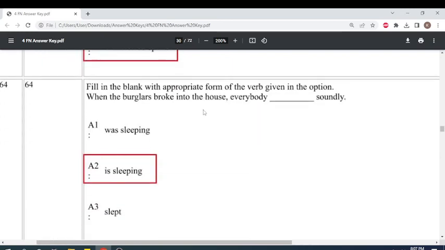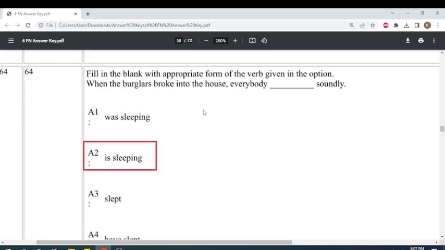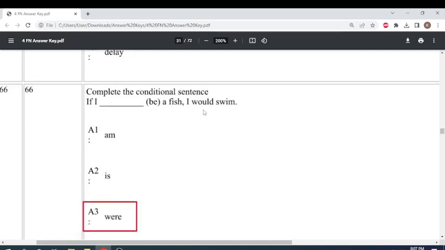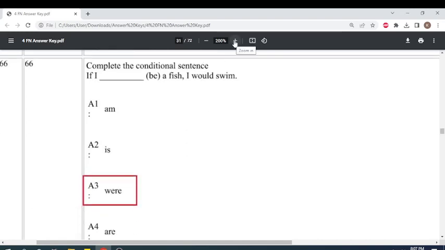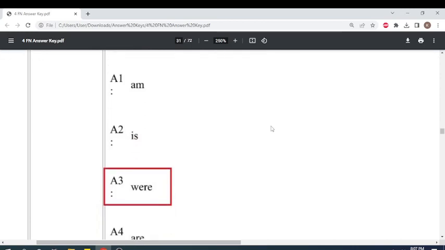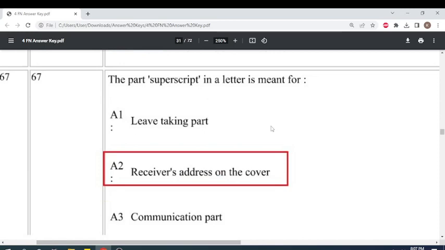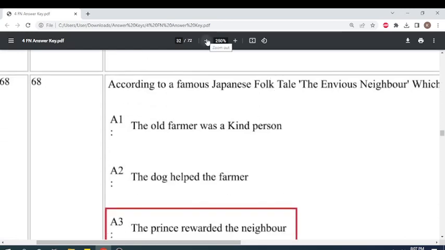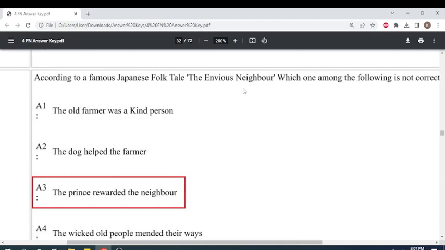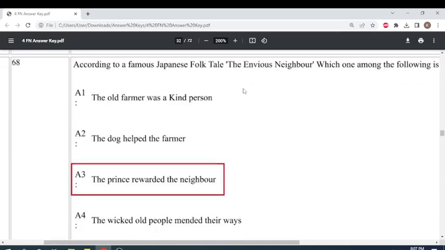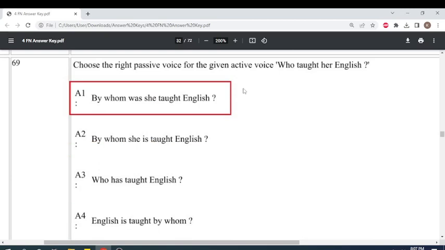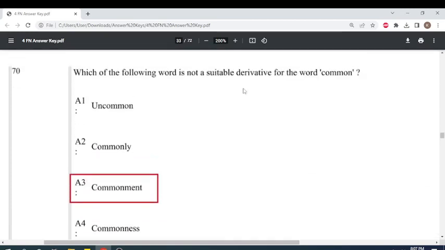64 question can answer A2. 65 question can answer A3. 66 question can answer A3. 67 question can answer A2. 68 question can answer A3. 69 question can answer A1. 70 question can answer A3.